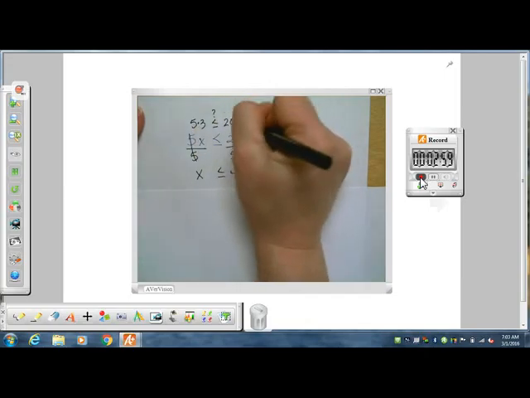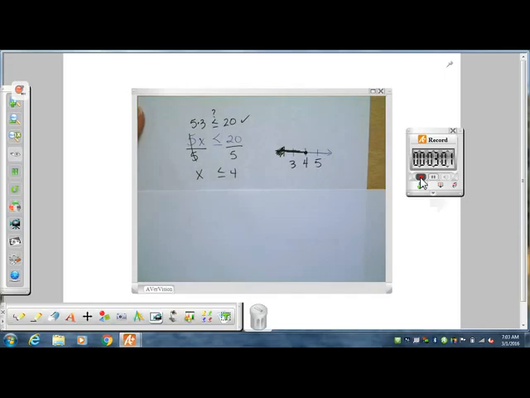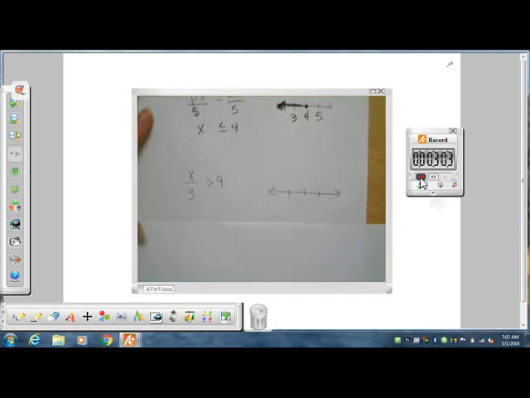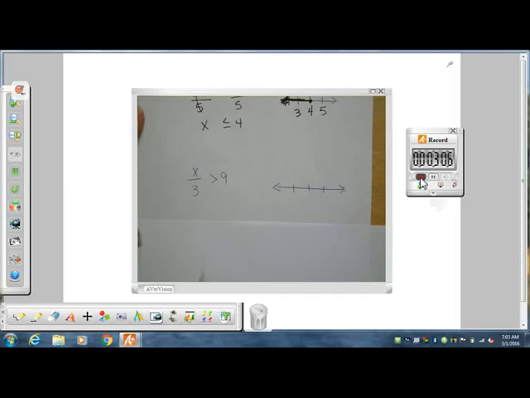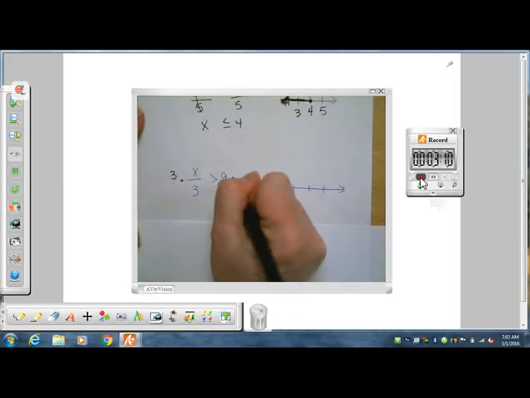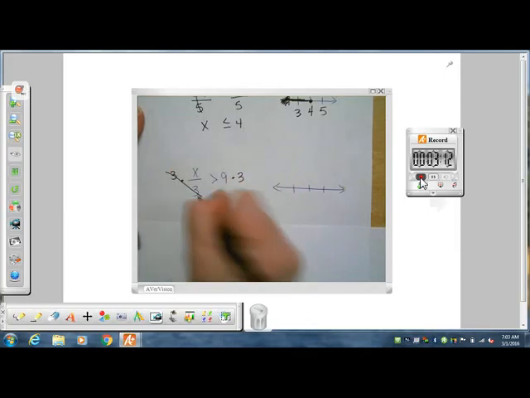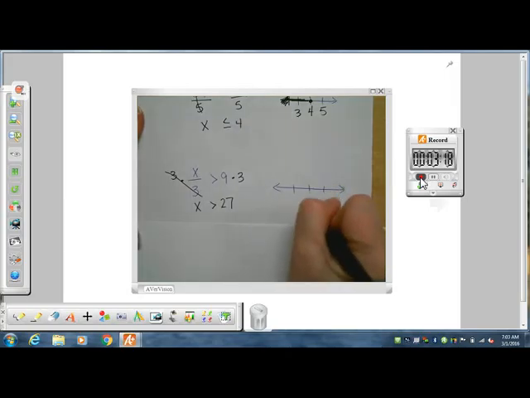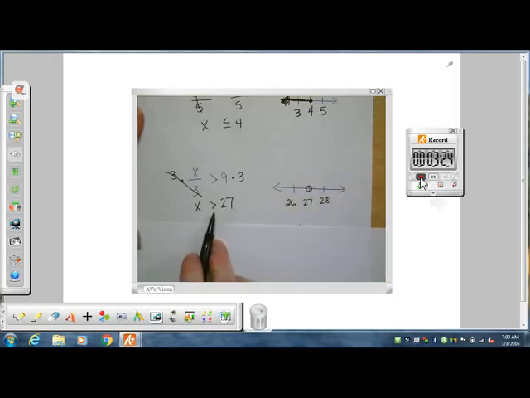Okay? One more of these. So x divided by 3 is greater than 9. To get rid of dividing by 3, I'm going to multiply by 3. And whatever I do to one side, I have to do to the other. So those cancel out, and I have x greater than 27. So I've got 27 here, 28, 26. It's going to be open on 27 because it doesn't include the value. And the things that are bigger are going to be things like 28, 29, 30, all of them on this side.